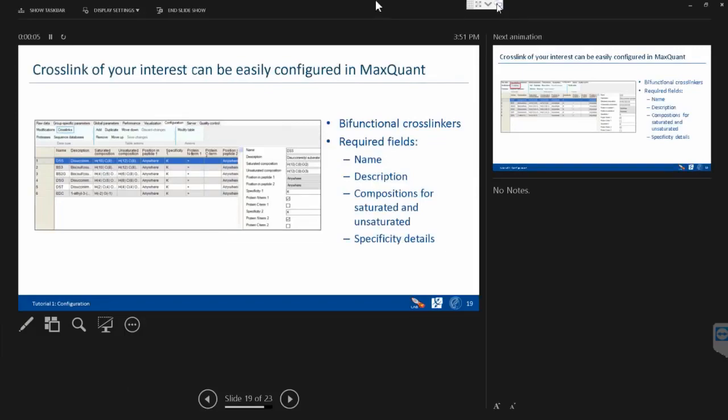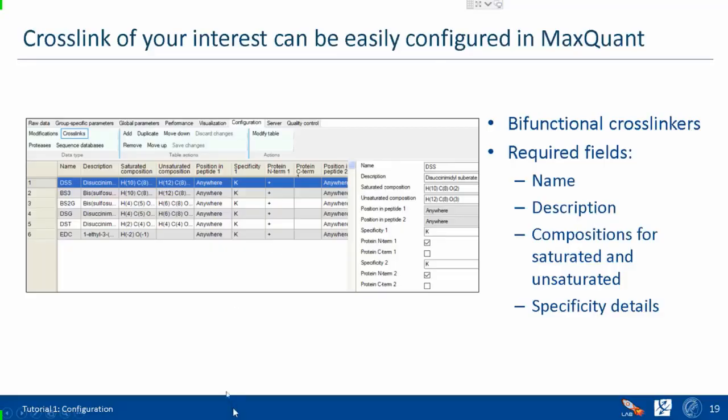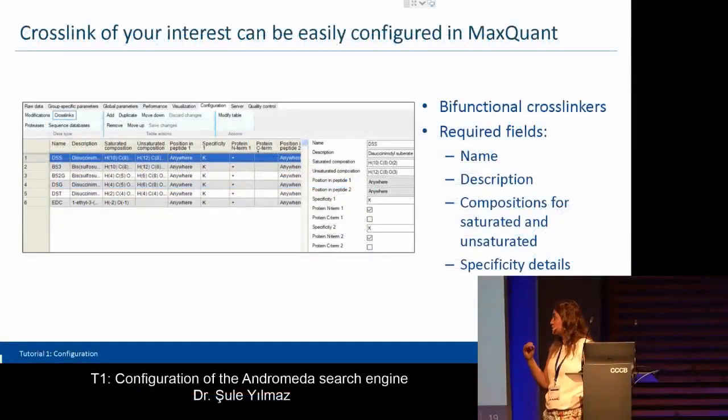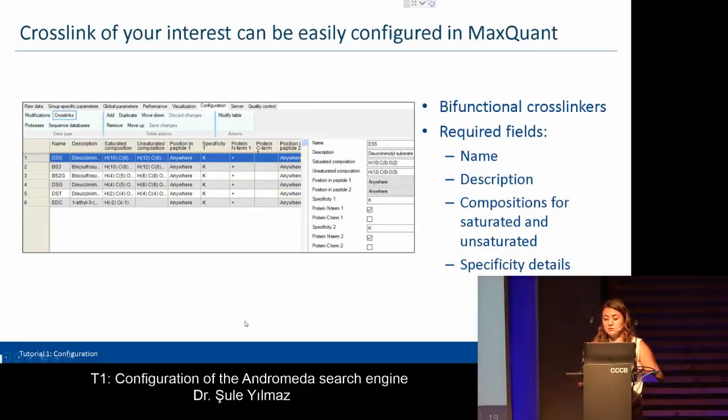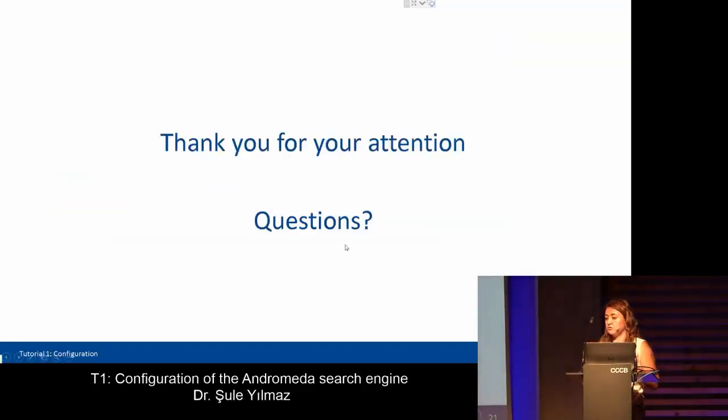The last thing is about adding the crosslinker, but I already showed you yesterday how you could do it. Again, on this configuration panel, we will have one crosslink part. And then you need to add the name and the description. As I said, all this will be important later when you set your search settings, and the specificity related to this crosslinker. And then this is the end of our tutorial.